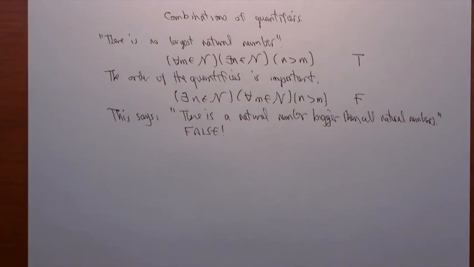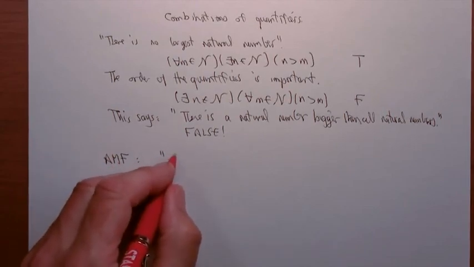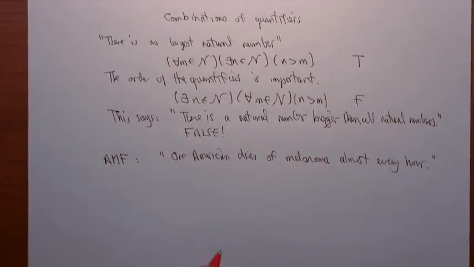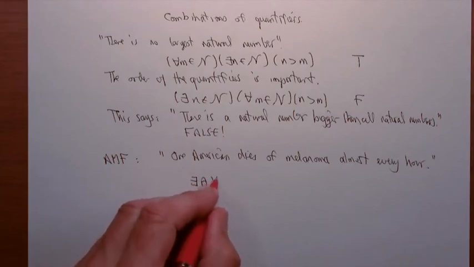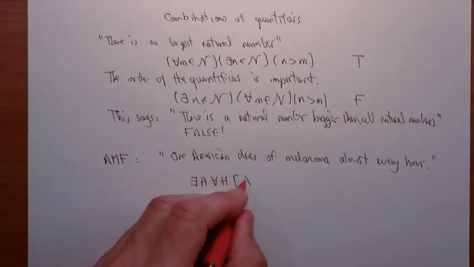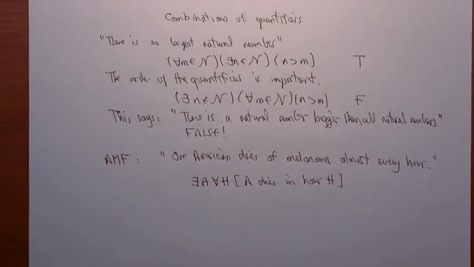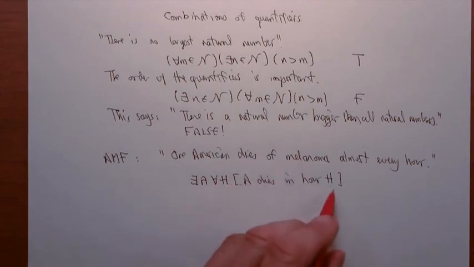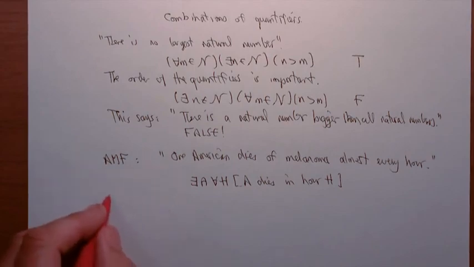Remember that example from the American Melanoma Foundation? In their fact sheet they wrote, 1 American dies of melanoma almost every hour. Using our quantifiers, we could write that like this. There exists an American such that for every hour H, A dies in hour H. There is an American such that every hour A dies in hour H. Poor guy. I mean, quite amazing. What the writer obviously meant was the following.